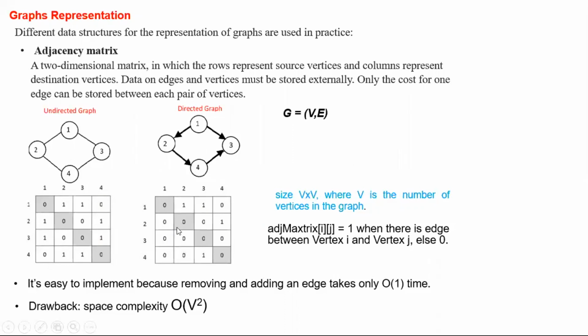Adjacency matrix is easy to implement, but the major drawback is the space complexity. We need V square cells in the adjacency matrix.